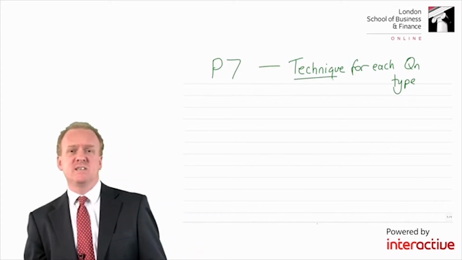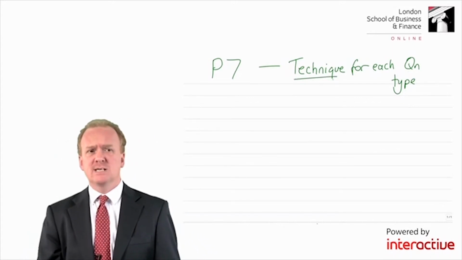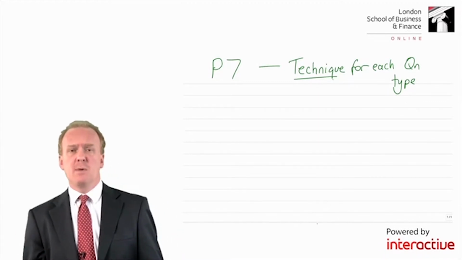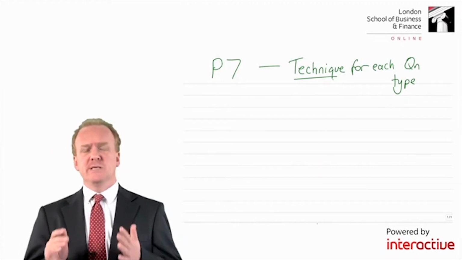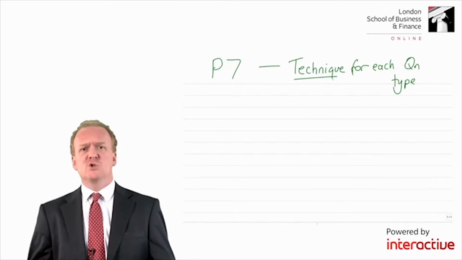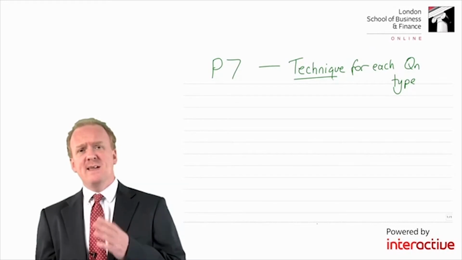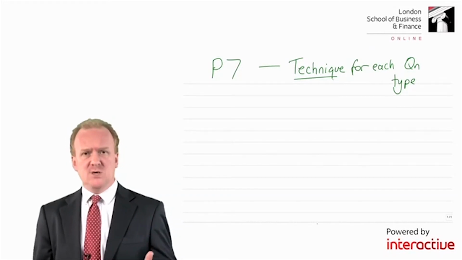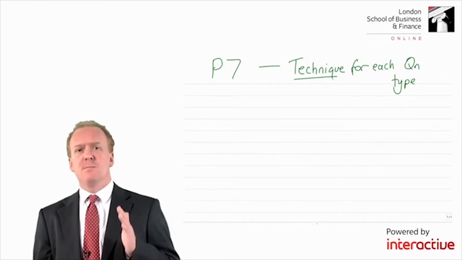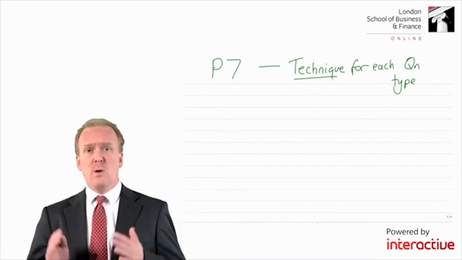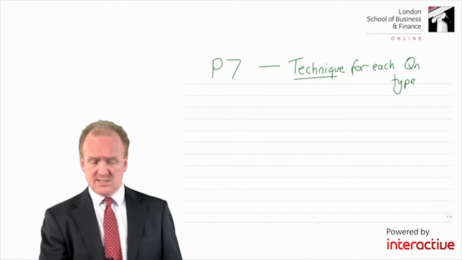P7, a very repetitive exam, our examiner very predictable. Technique exists for each type of question that tends to come up. So the first thing we're going to do is go through the exam paper and make sure we understand what each of the questions is asking and think about what technique we should be using to focus our minds before we get into the detail. A couple of things to remember when we come to writing our actual answers.